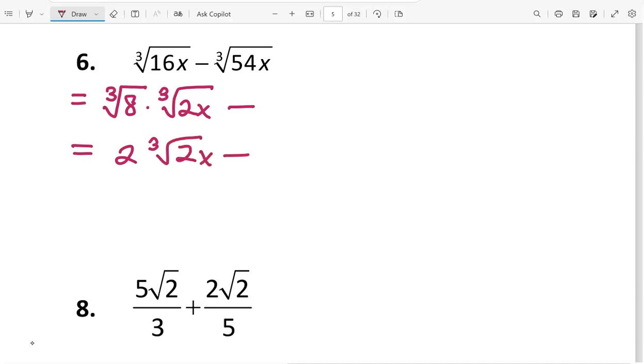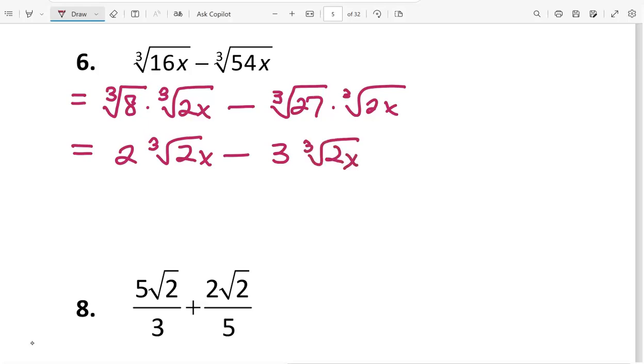And then 54 has a perfect cube factor of 27. So the cube root of 27 times the cube root of 2x is 3 times the cube root of 2x. Now if we have 2 times the cube root of 2x minus 3 times the cube root of 2x, we can combine them by subtracting their coefficients. So 2 minus 3 is negative 1.